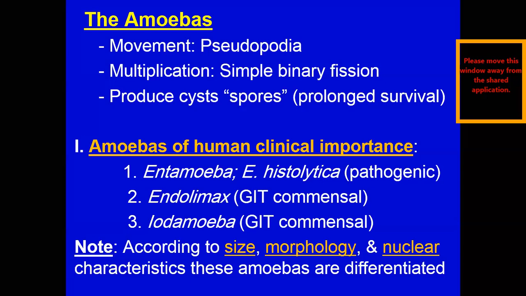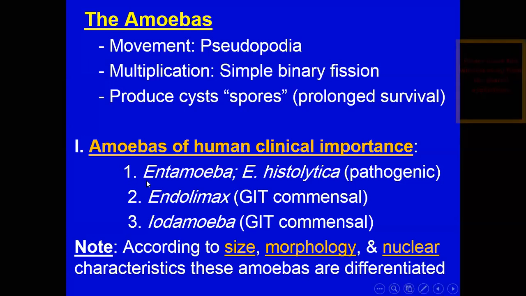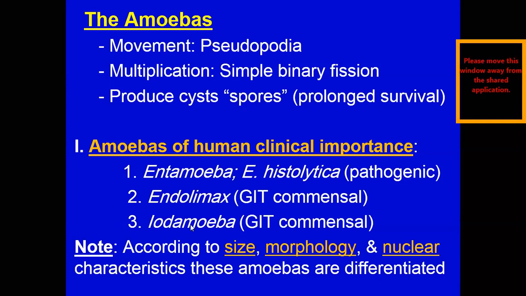Amoebae of human clinical importance. As we said, first of all, Entamoeba histolytica, which is pathogenic. Other types of amoebas: Endolimax. It's an amoeba, but a GI commensal, not pathogenic. Iodamoeba, also a GI commensal. So Endolimax and Iodamoeba are GI commensals, which we are not concerned with.